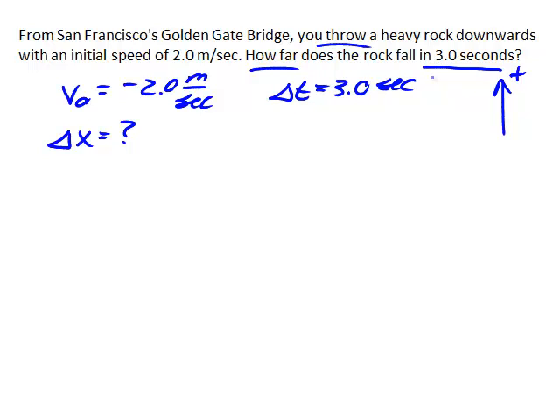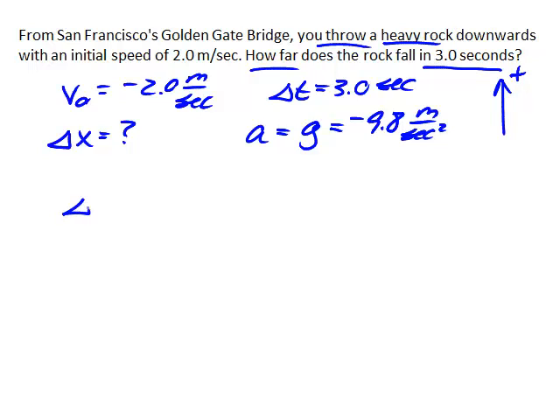And because San Francisco is on the Earth, the acceleration of the rock will equal the acceleration due to gravity of negative 9.8 meters per second squared. The fact that we're told it's a heavy rock means we can ignore the effects of air resistance. It's just not important if the rock is heavy.